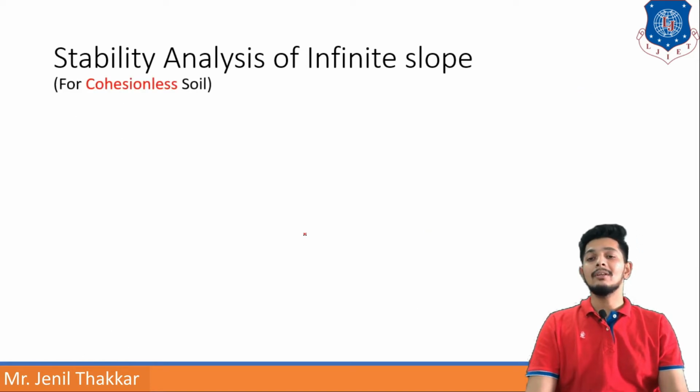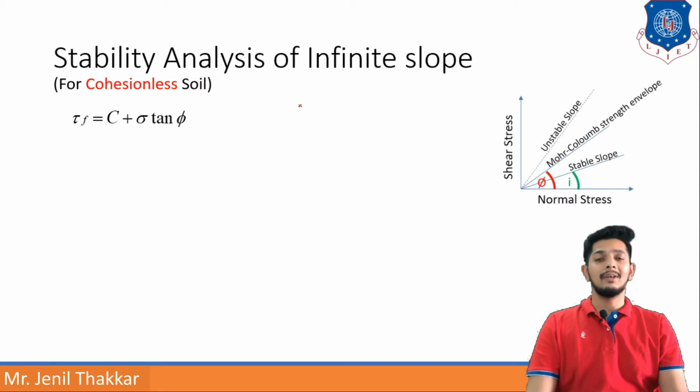Let us move to cohesionless soils. The strength of any type of soil at failure will be calculated by tau f equal to c plus sigma tan phi. If we see the graph of shear stress versus normal stress, the Mohr-Coulomb strength envelope has some angle phi with the horizontal. If your graph goes above the strength envelope, it will be an unstable slope, and if it goes below the strength envelope, it will be a stable slope.